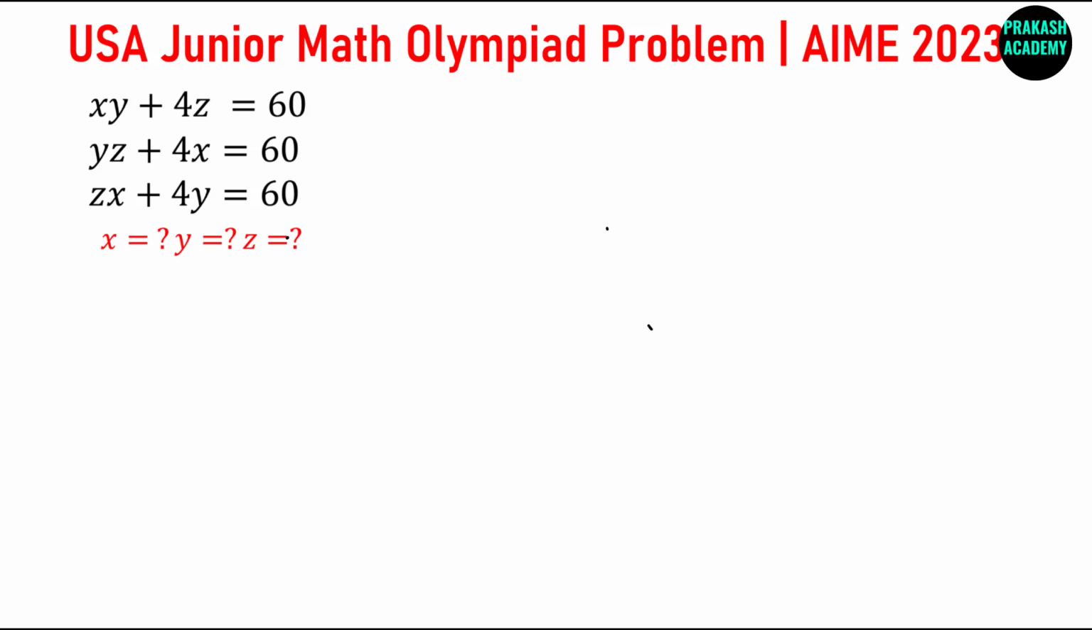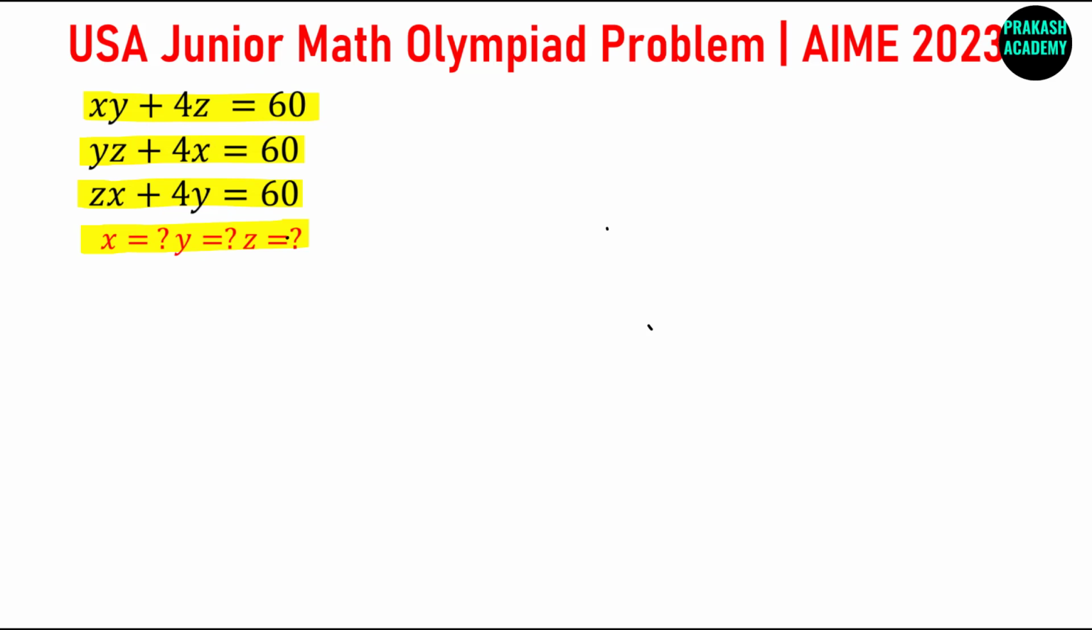So in this problem, we have been given three equations. The first equation is xy + 4z = 60. Another equation is yz + 4x = 60. And the third equation is zx + 4y = 60. Now we have to find the values of x, y and z.